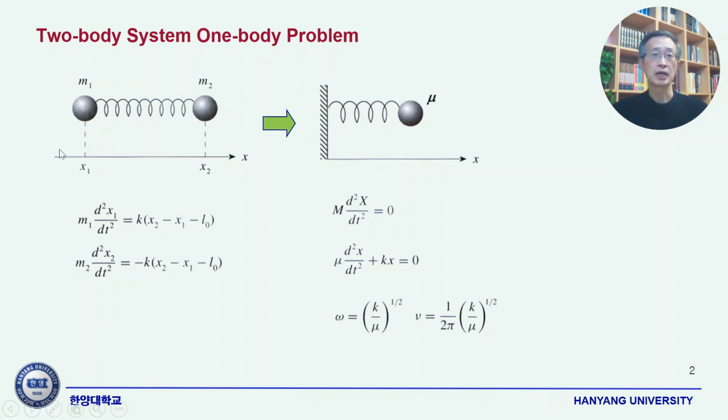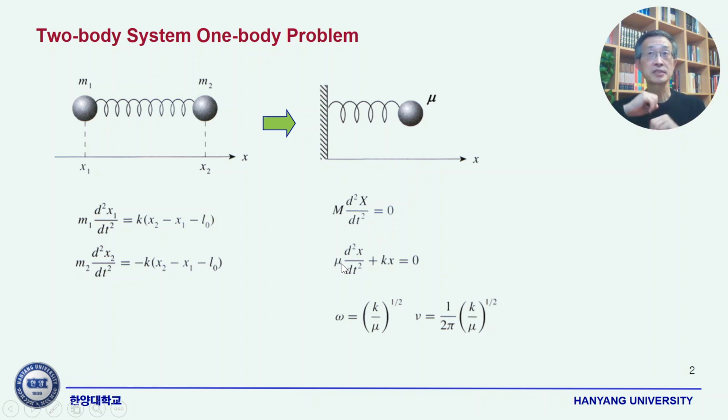There are two bodies, mass M1 and mass M2, connected by a massless spring, and this is a two-body problem. For body 1 and body 2, the equation of motion, ma, the acceleration times mass, is given by the force exerting on the body. And this problem can be reduced to a center of mass and relative coordinate problem.